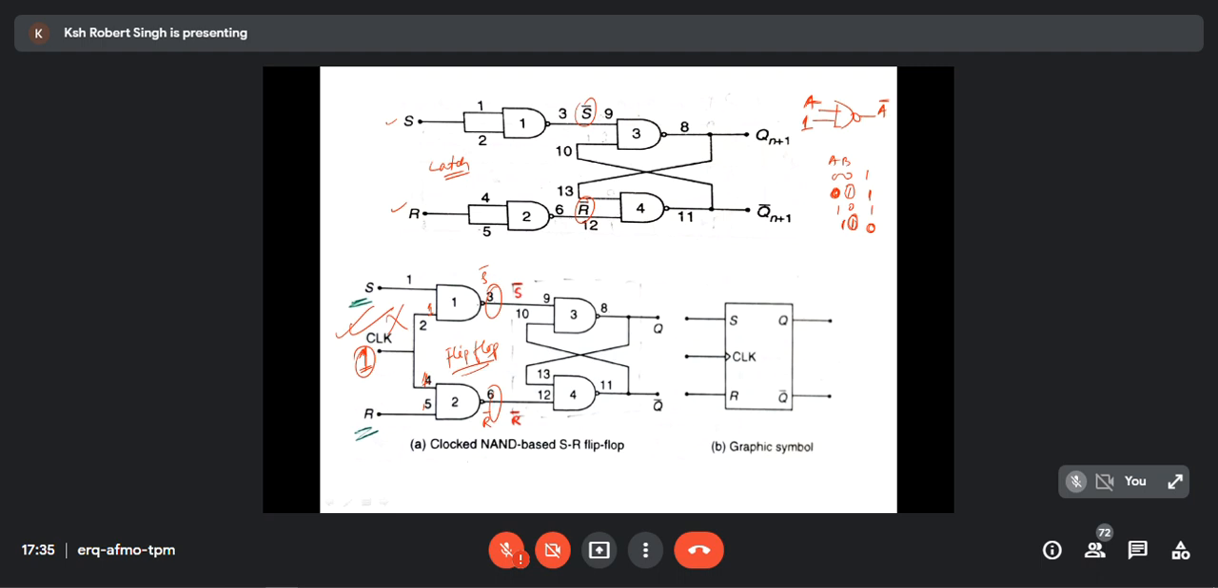Yes, sir. When the clock is 0, that means one of the inputs is 0, so the output is 1. That means here it will be 1, and here it will be 1. So in this case, the flip-flop does not work. I will tell you why it doesn't work. Can you understand what I'm saying? Or do you have any question?